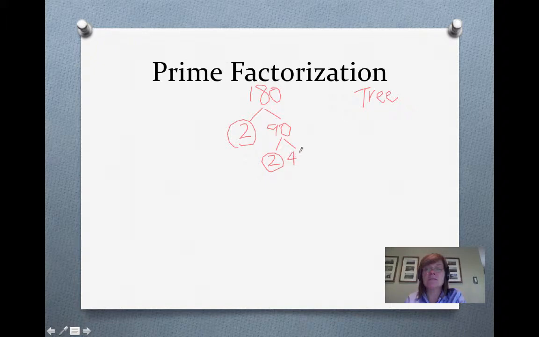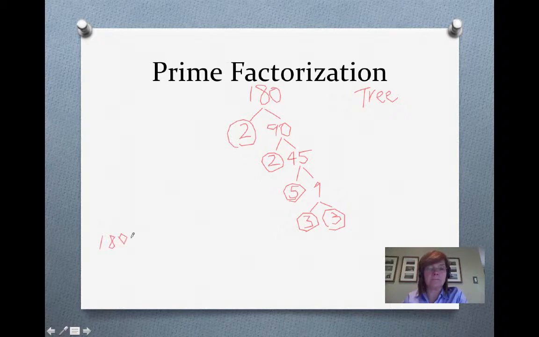Well, 2 times 45 will get me to 90. 2's a prime factor, I'll circle it, but 45 isn't. Since it ends in a 5, I know I can use the factor 5, and 5 times 9 equals 45. So 5's a prime factor, so we're done with that one. But 9 isn't. 3 times 3 will give us 9. Both of those are prime factors, and once we've got all prime factors, we know we've completed our tree.